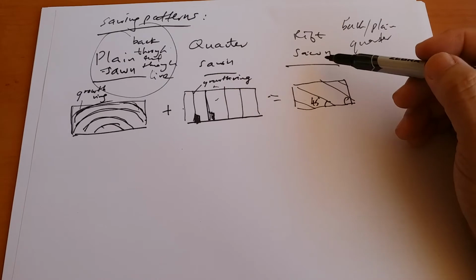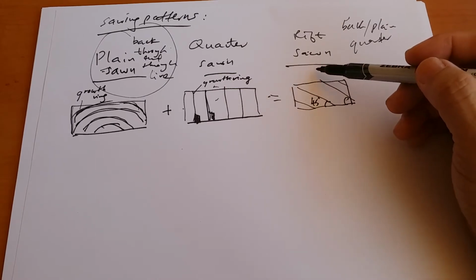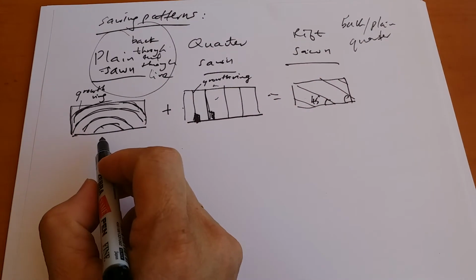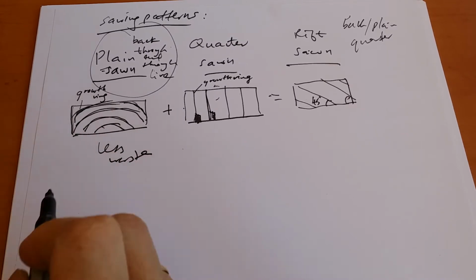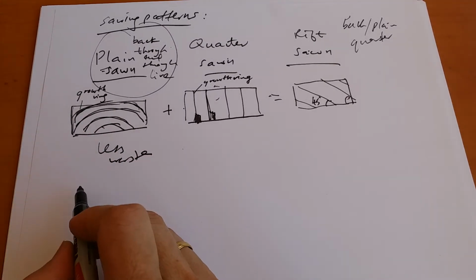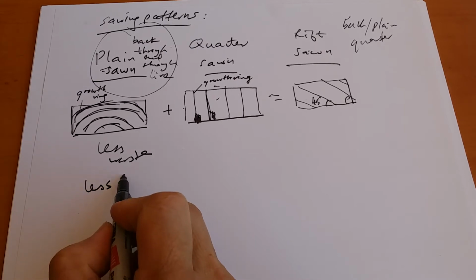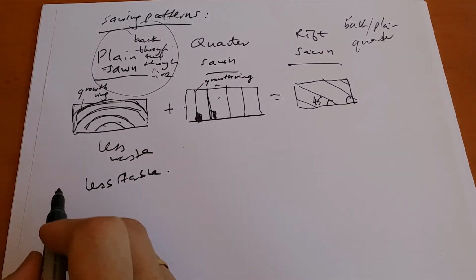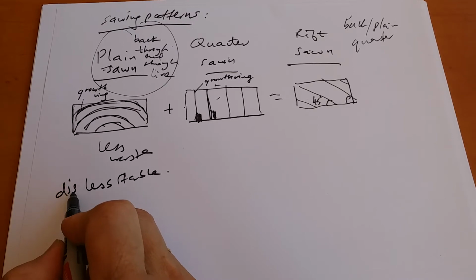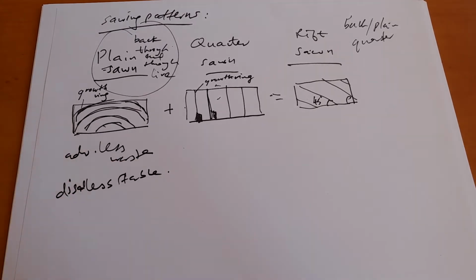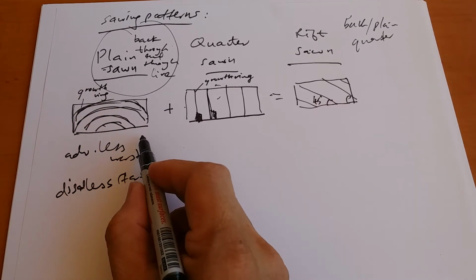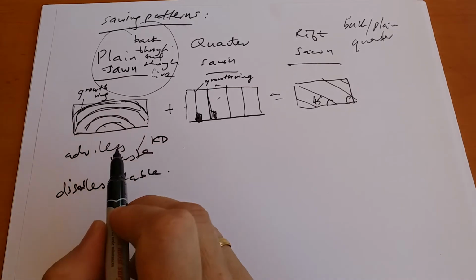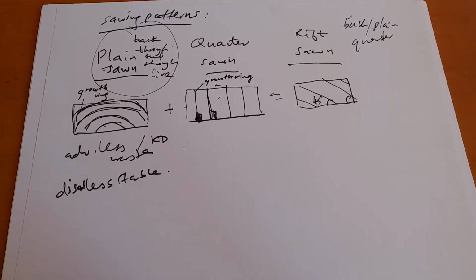So what are the advantages or disadvantages? The advantage of plain-sawn is less waste. However, it's less stable. The disadvantage is it's not stable. This is the advantage. Another advantage for plain-sawn is it's easier to KD, or kiln dry.